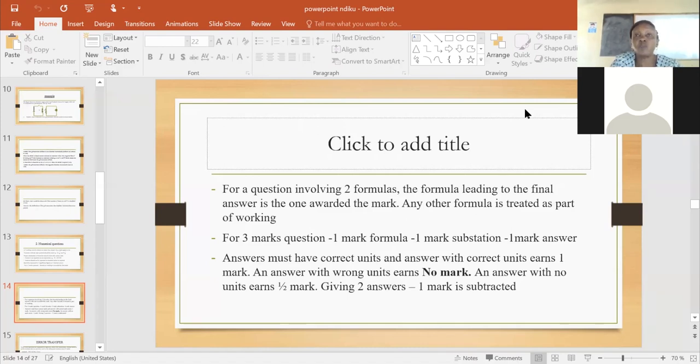In the case you give 2 answers, this is treated as a contradiction, so you are penalized a mark. If you give 2 answers, leaving it for the examiner to choose which answer is correct, you will be subtracted a mark.